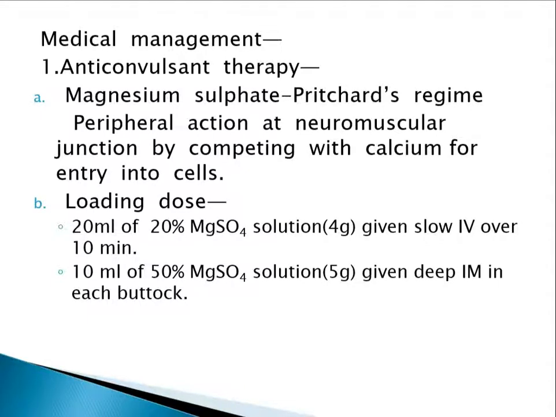Then, at the same time, you also give 50% magnesium solution, that is 10 ml, that is 5 grams in each buttock intramuscularly, deep intramuscularly, in the gluteal muscle, not into the fat in the buttock where absorption will be less. Into the gluteal muscle in the buttock with a long needle you have to take and give. So this is the loading dose.